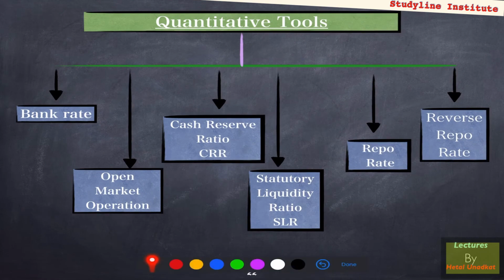पहले जो आता है वो है क्वांटिटेटिव टूल्स. एंड क्वांटिटेटिव टूल्स में हमारे पास है बैंक रेट, ओपन मार्केट ऑपरेशन, कैश रिजर्व रेशियो दैट इज CRR, स्टैट्यूटरी लिक्विडिटी रेशियो दैट इज SLR, रेपो रेट एंड रिजर्व रेपो रेट. Now if we understand this one by one. So first is the bank rate. Bank rate. What is a bank rate?